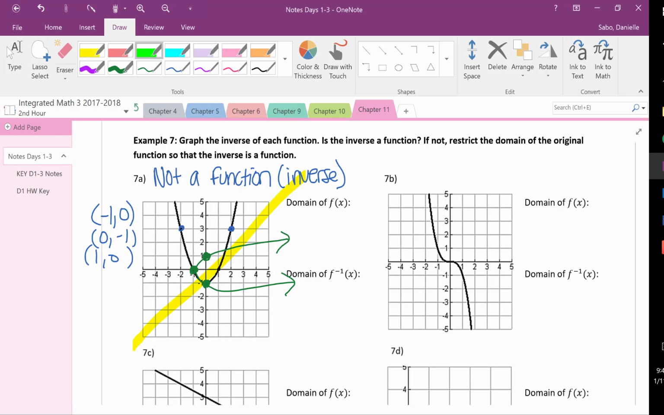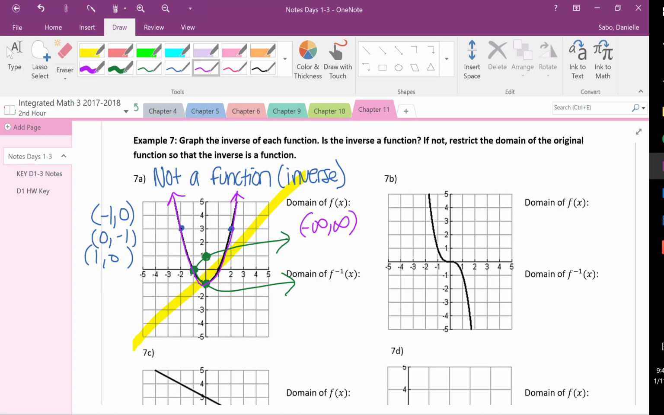Now, it asks, what is the domain of the original? What is the domain of all quadratics? All real numbers. And I'm going to put that in purple so we can see the different graphs. Okay, that's my original. The green is going to be my inverse. Now, this is where it gets tricky. This is the hardest one of the bunch.